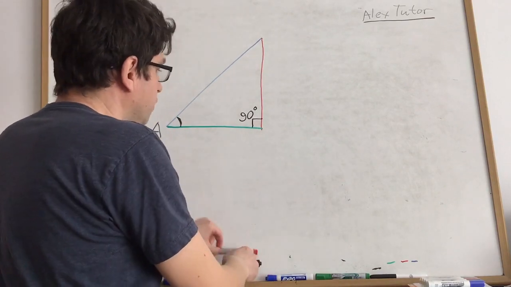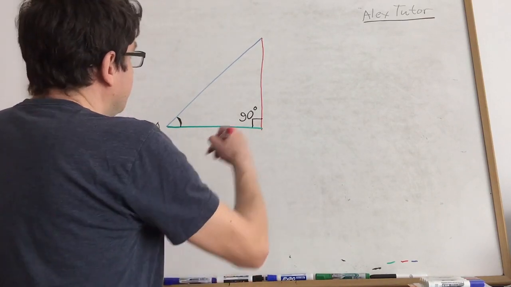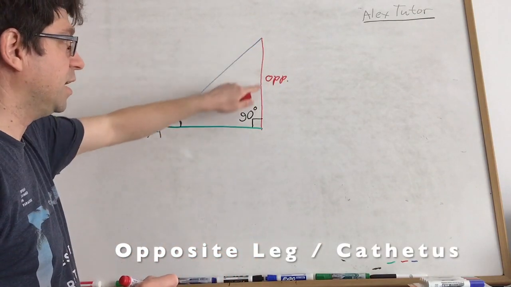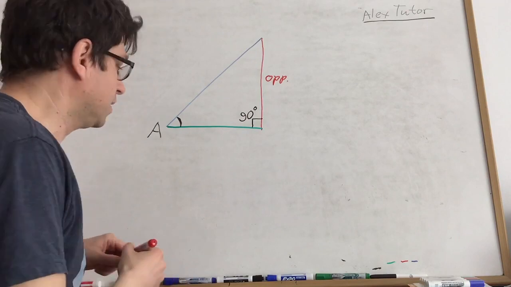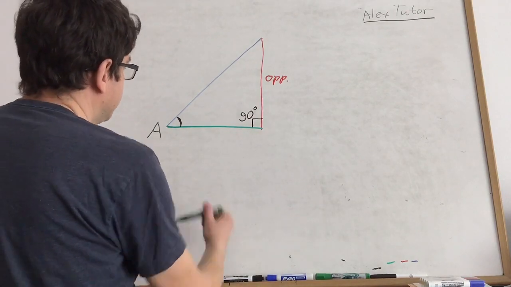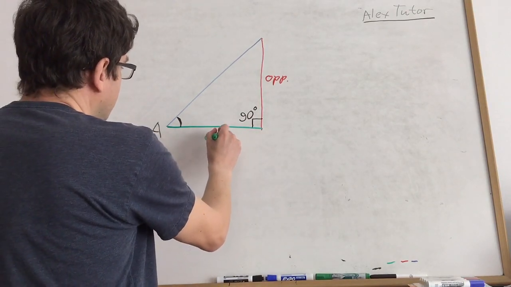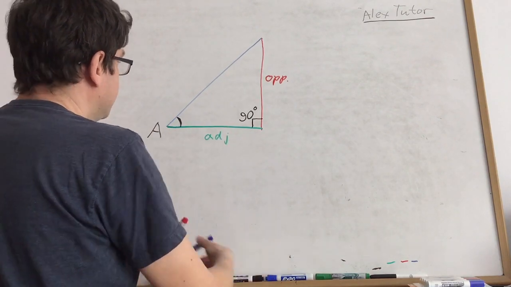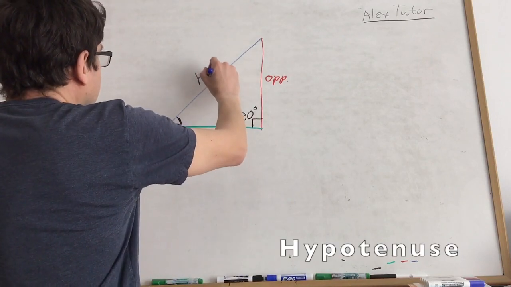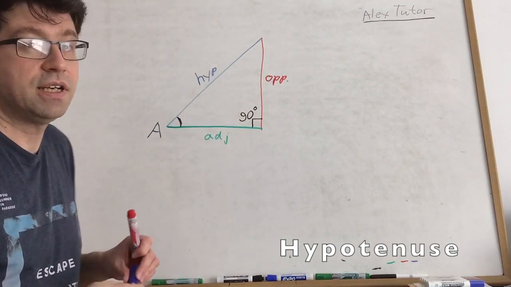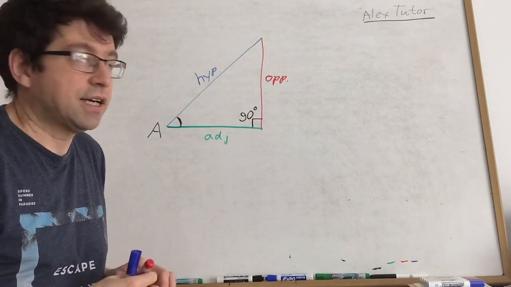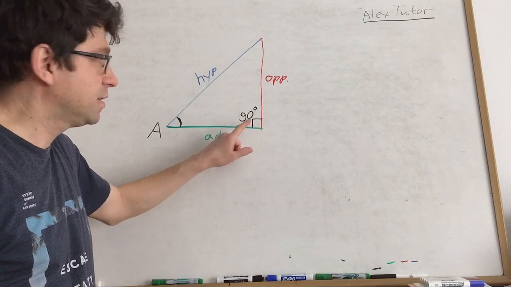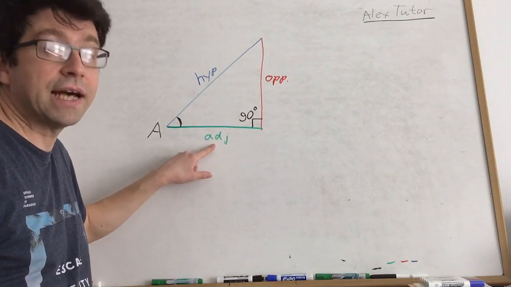So we have the following sides. This side is called opposite leg. This side is called adjacent leg. And this side is called hypotenuse. You see, the right triangle has three sides.